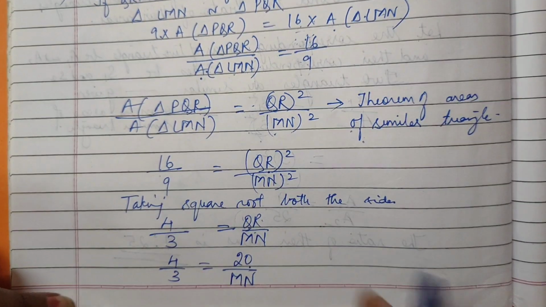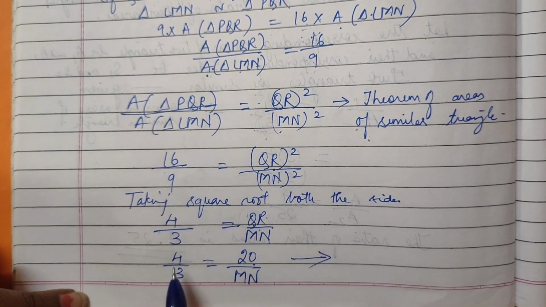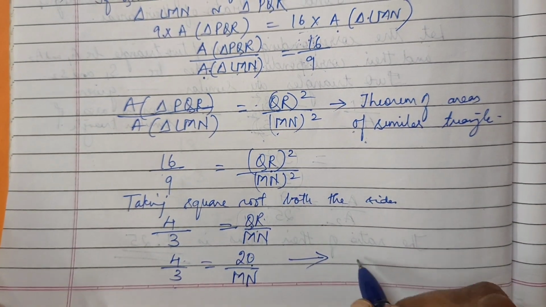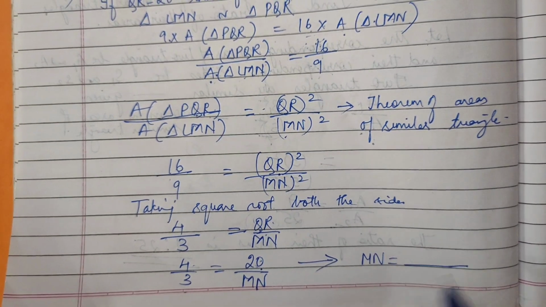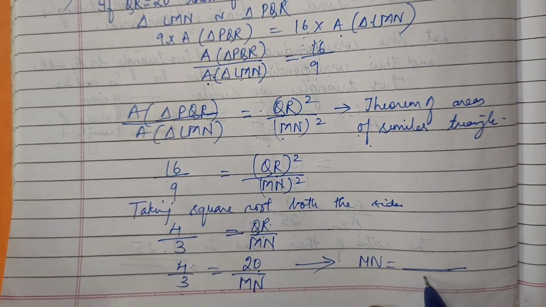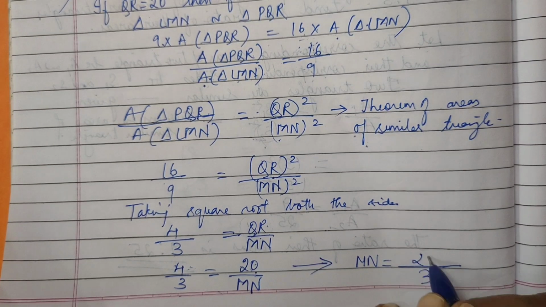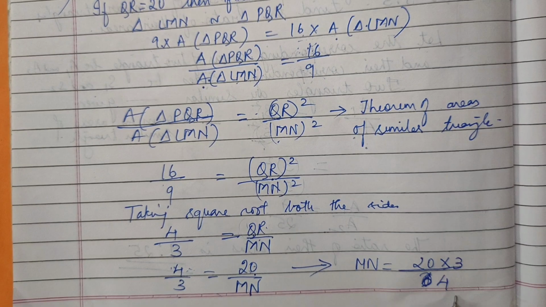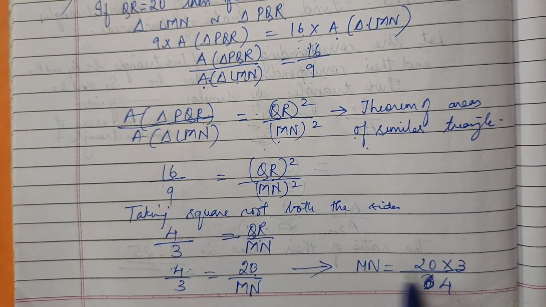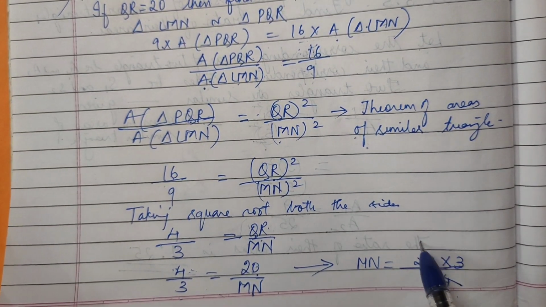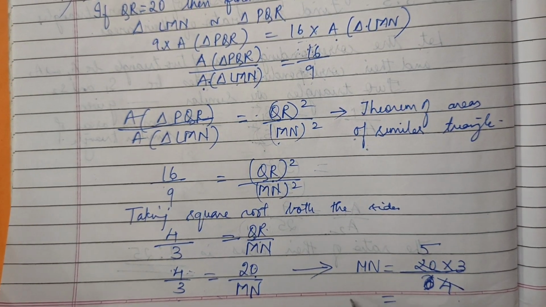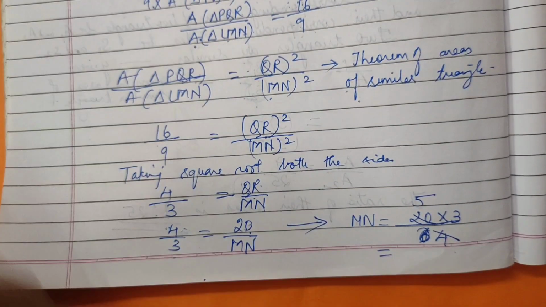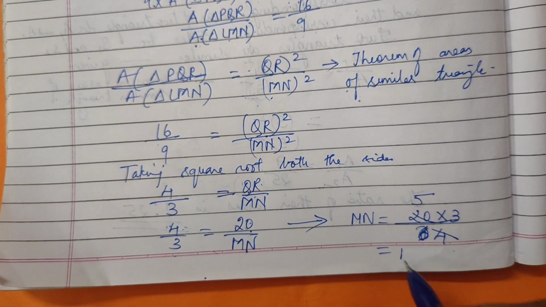So we will do cross multiplication. I am writing here: 4 into MN equals 20 into 3. I repeat again, 4 into MN and 20 into 3. We cancel: 4 fives are 20. So what do you get as MN? They asked, find MN. Can you see? Yes. So MN is 15. 5 threes are 15.